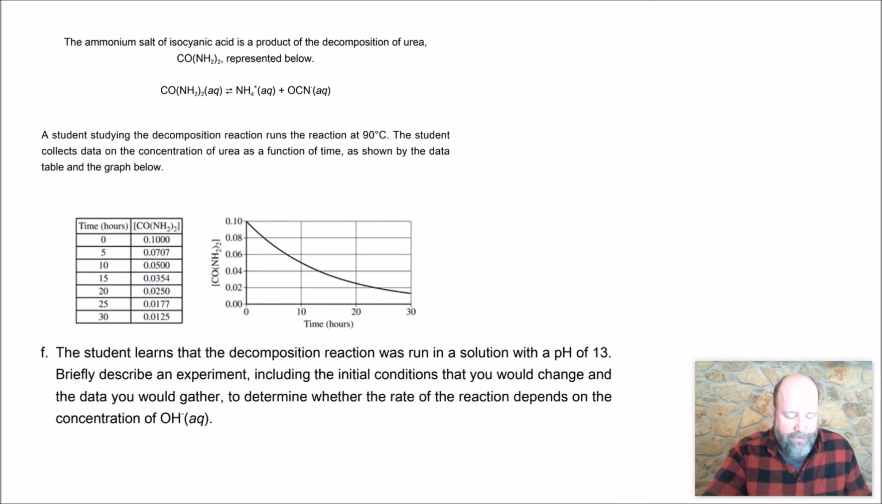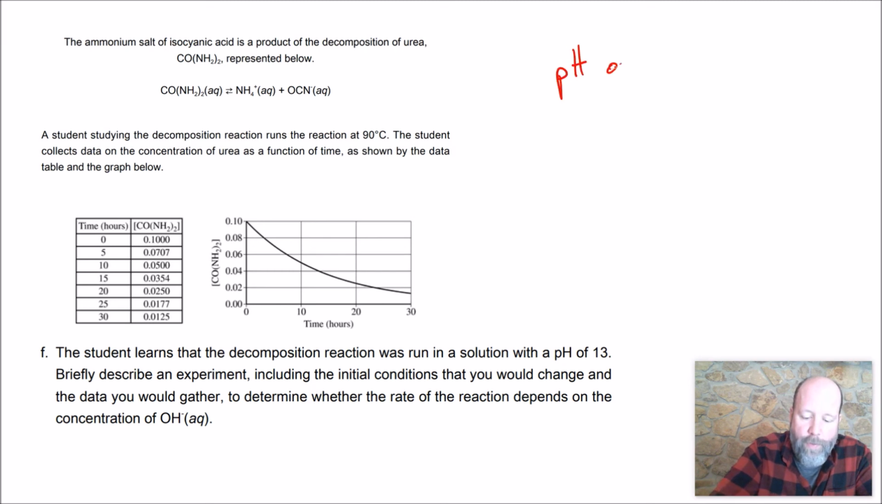Last section, part F. Student learns the decomposition reaction is run in a solution of pH 13. Briefly describe an experiment, including the initial conditions that you would change and the data that you would gather. So what is the independent and what is the dependent variables to determine whether the rate of the reaction depends on the concentration of hydroxide. So we need to run this experiment at different concentrations. So you could say at different pH or hydroxide concentration.